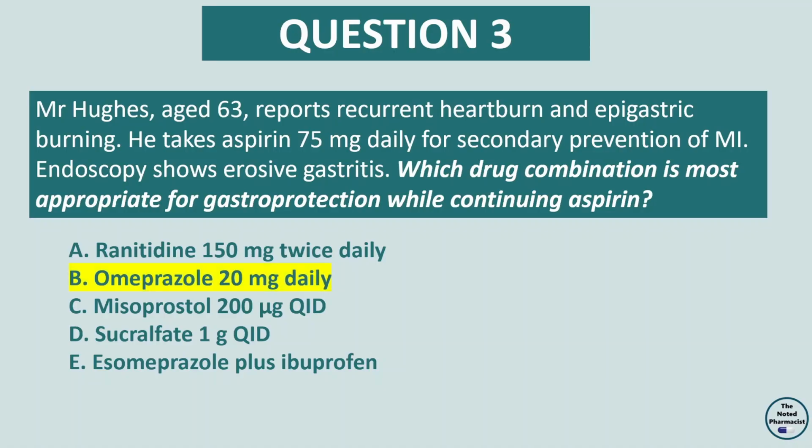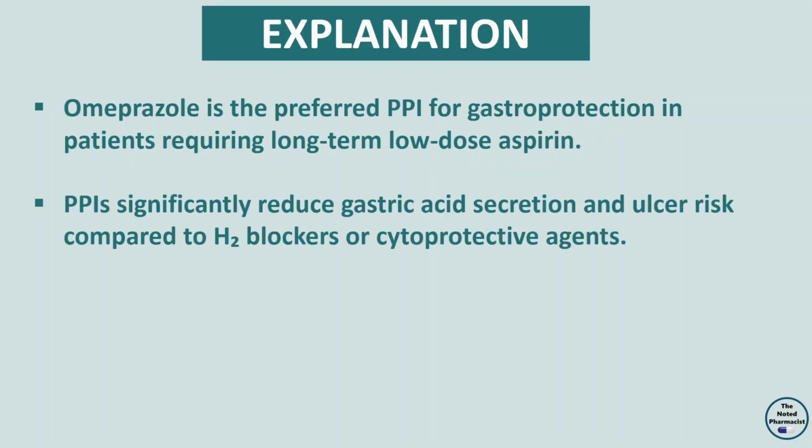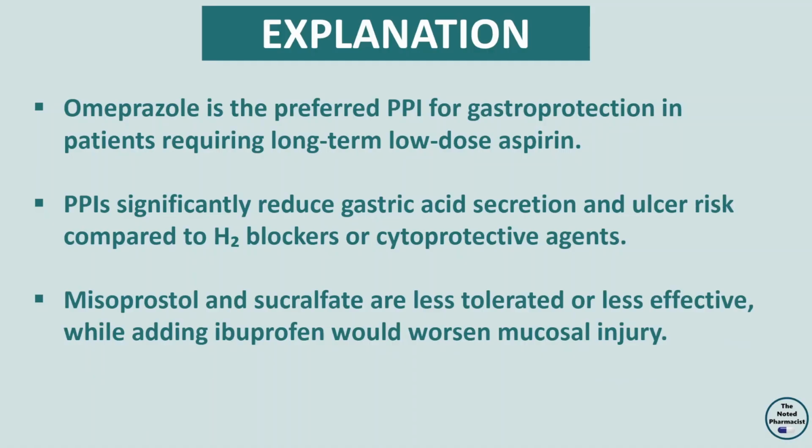The correct answer is option B, omeprazole 20 mg daily. This is because omeprazole is the preferred PPI for gastroprotection in patients requiring long-term low-dose aspirin. Proton pump inhibitors significantly reduce gastric acid secretion and ulcer risk compared to H2 blockers or cytoprotective agents. Misoprostol and sucralfate are less tolerated or less effective, while adding ibuprofen would worsen mucosal injury.